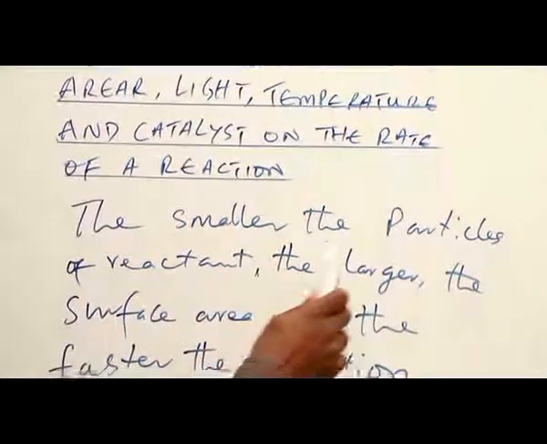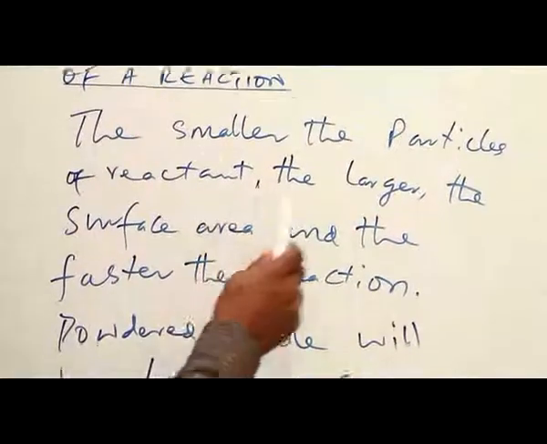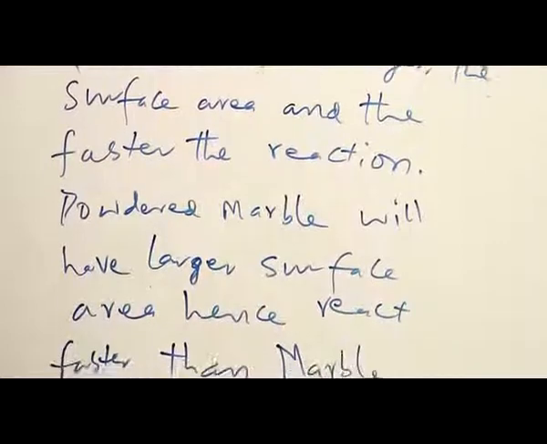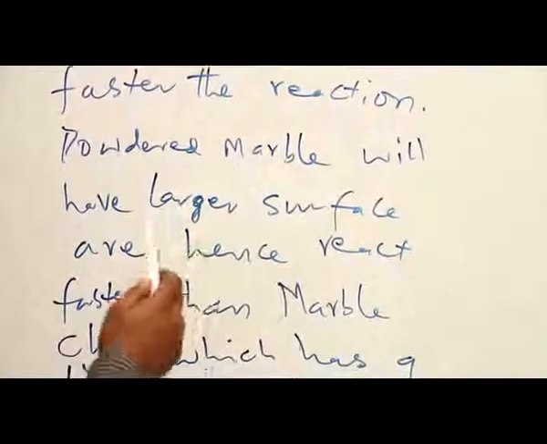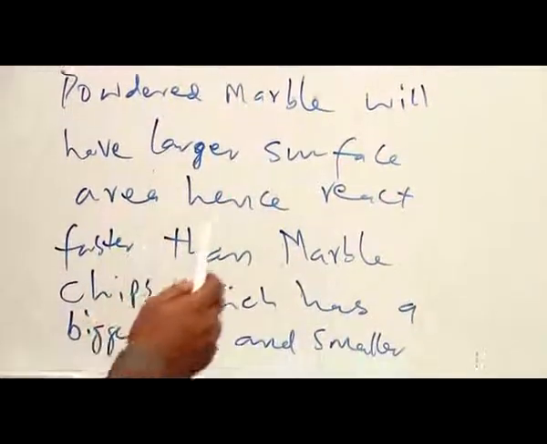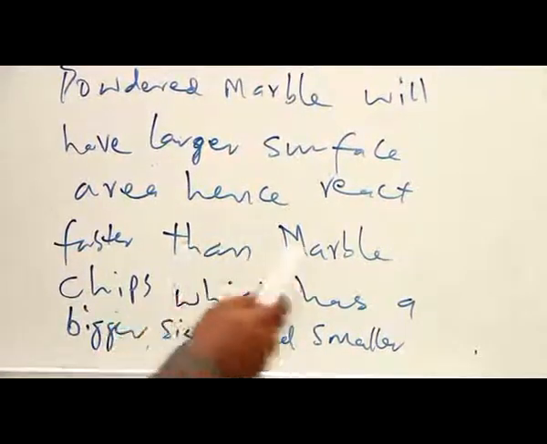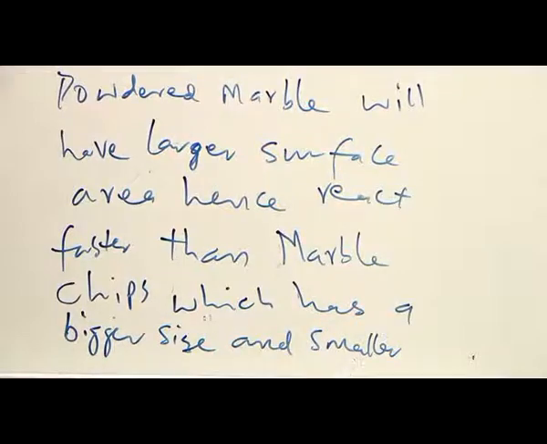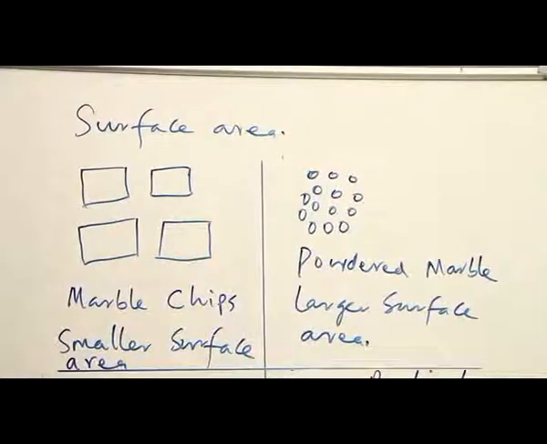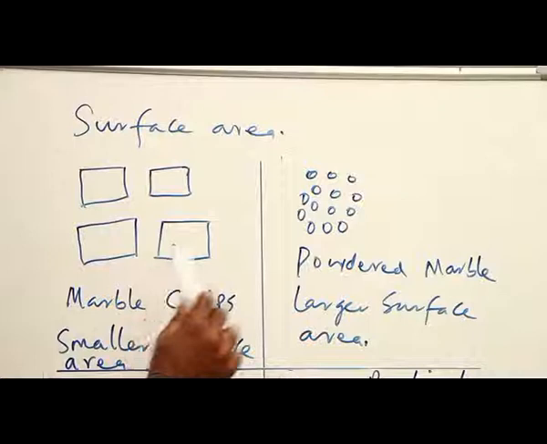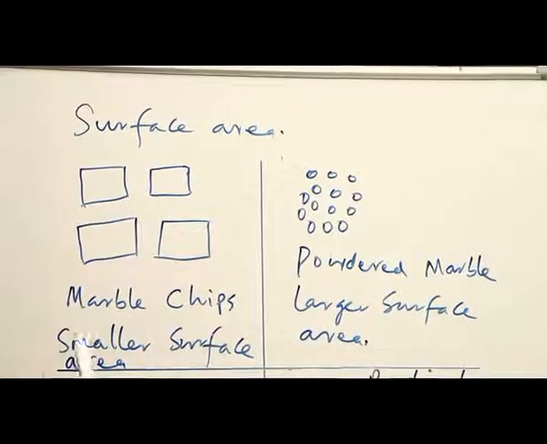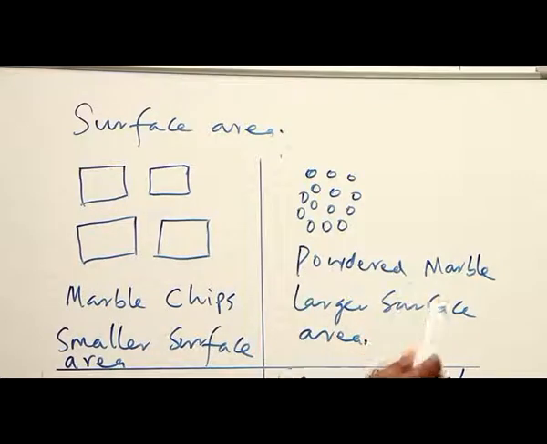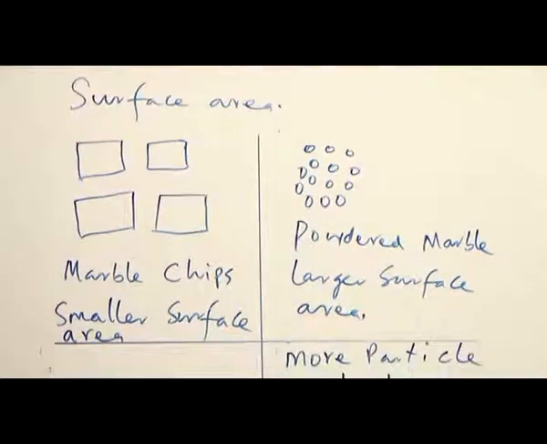The smaller the particles of reactants, the larger the surface area, and the faster the reaction. Powdered marble will have larger surface area, hence react faster than marble chips, which have a bigger size and smaller surface area. Larger particles, smaller particles. Marble chips, smaller surface area. Powdered marble, larger surface area.